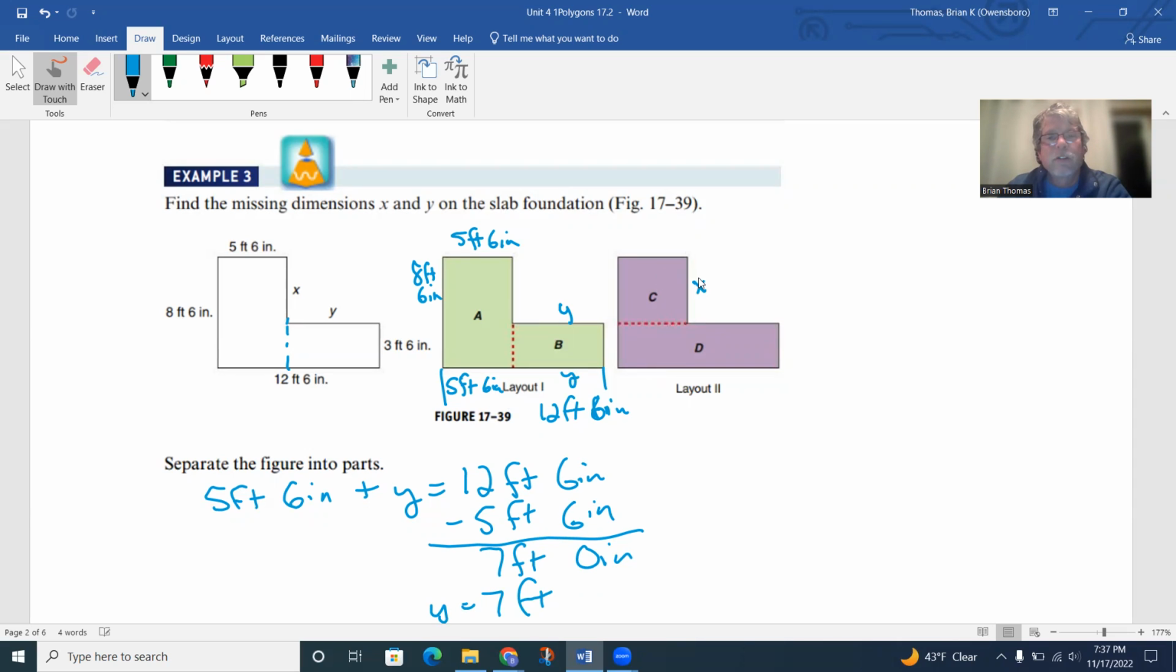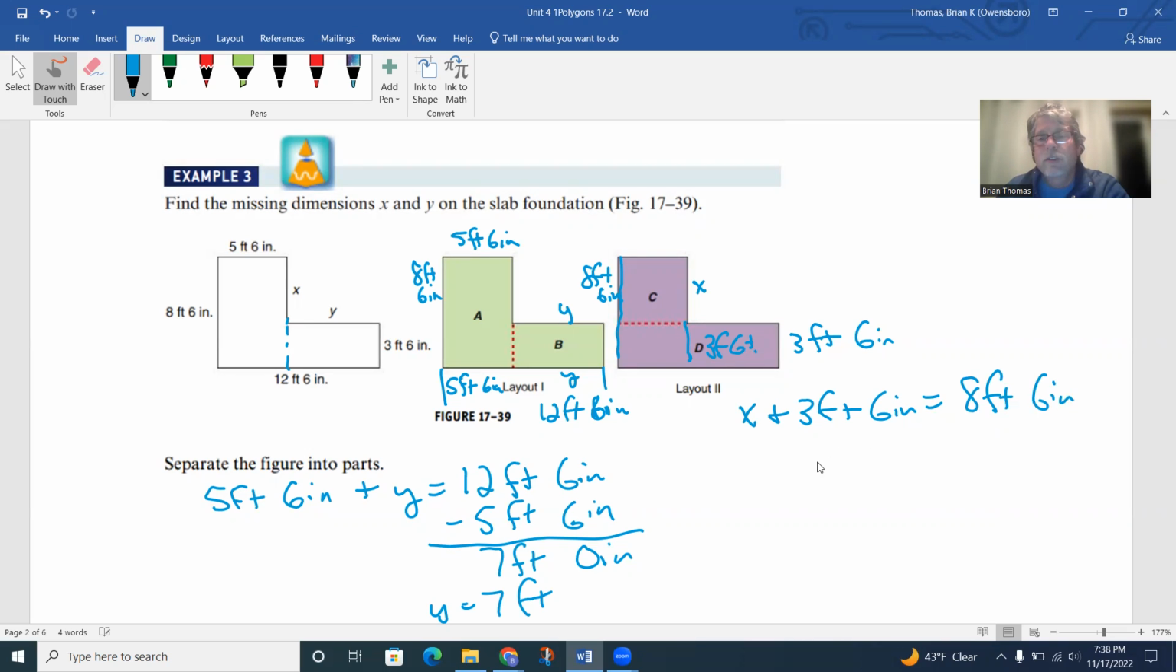Now, if I cut it the other direction, I can find X this way. X would be more of a vertical distance. Vertically, we know that this is 8 feet 6 inches altogether. And since this is 3 feet 6 inches, I could bring that in here. From this drawing, X plus 3 feet 6 inches has to equal the total distance, which is 8 feet 6 inches. To solve for X, we just subtract 3 feet 6 inches from each side, and we end up with 2 feet. So X would be 2 feet.